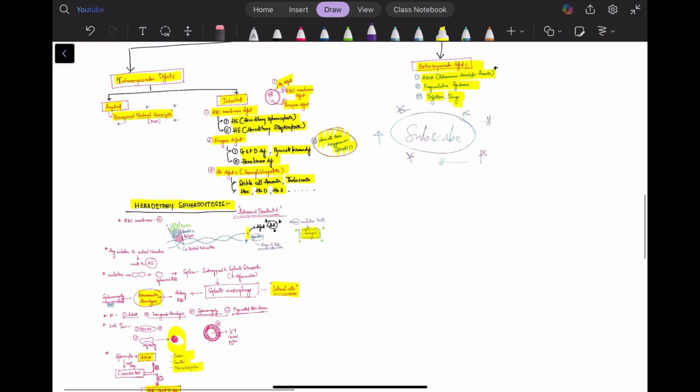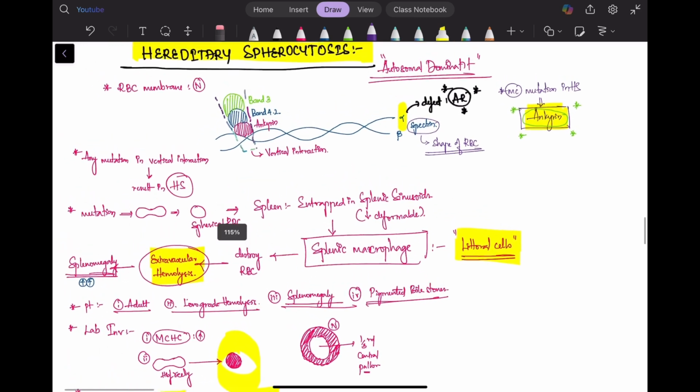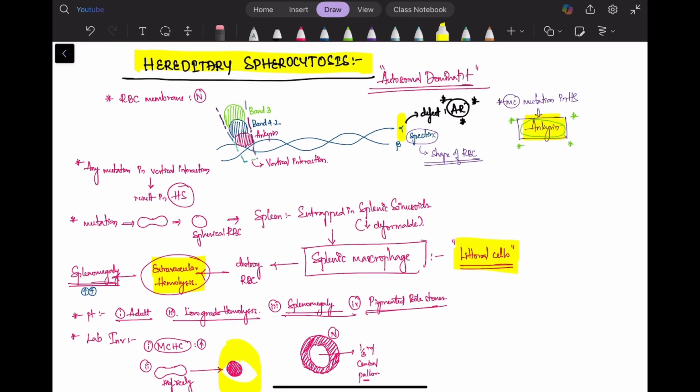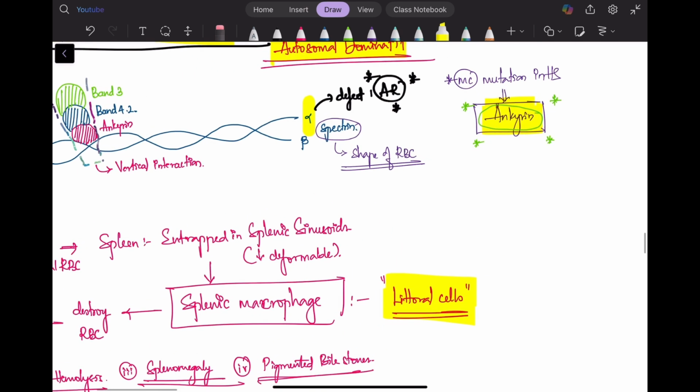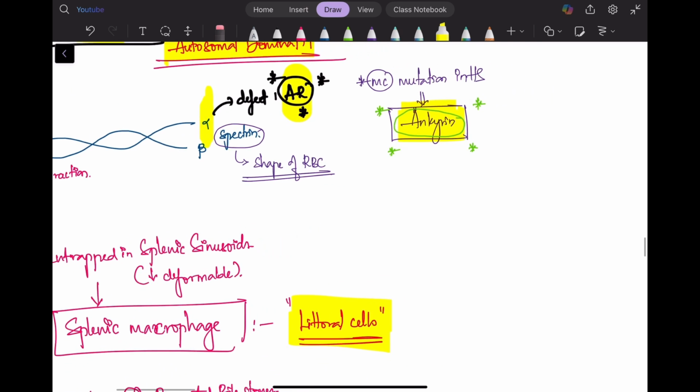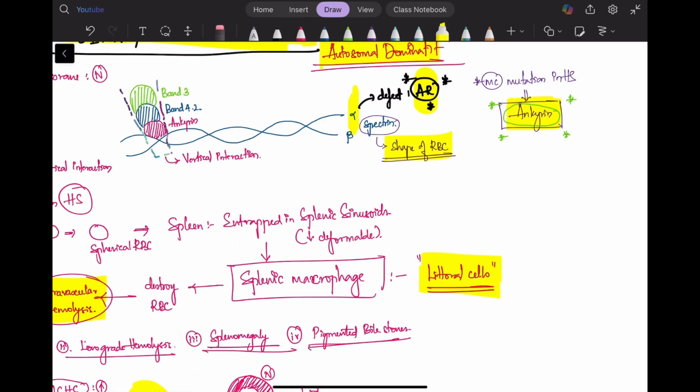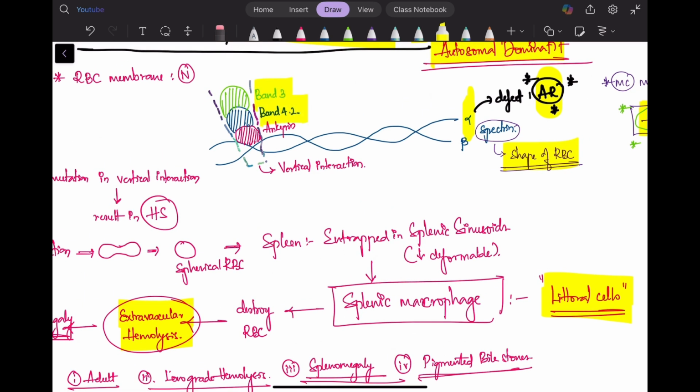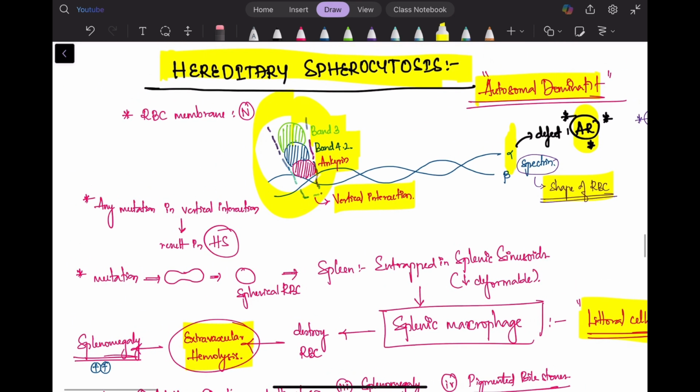So let's revise a big topic. What all we learned, don't forget the name of the chapter we started. It's a quite big video, a very important topic. So hereditary spherocytosis is autosomal dominant. The twist in the story, the defect is autosomal recessive. The most common mutation in hereditary spherocytosis is ankyrin. Spectrin function, shape of RBC. We have band 3, band 4.2, ankyrin, spectrin, and this whole portion is called vertical interaction. So this is the normal RBC structure.